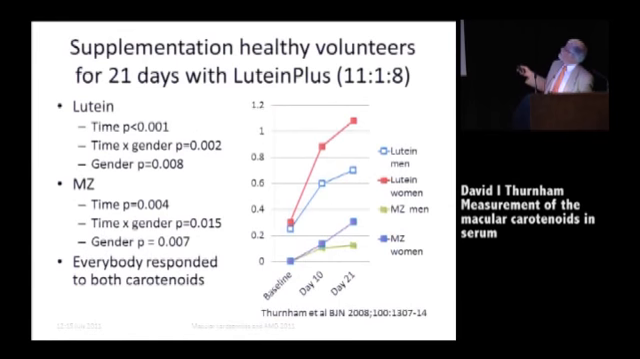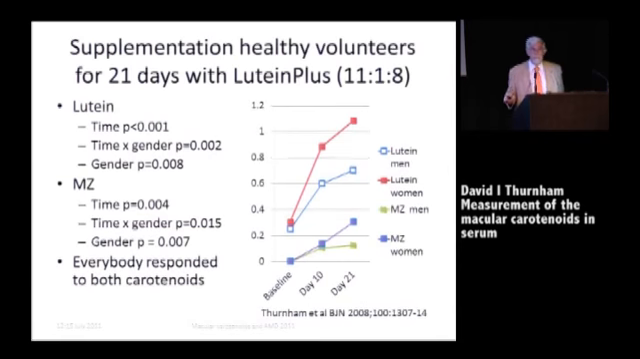And what you can see is that there is a clear difference between men and women for both lutein and for mesozeaxanthin. In each case, women seem to take up the carotenoid better than the men, or at least the response in the plasma. Now, this was a trial of 21 people. We had 11 women and 10 men. We supplemented for 21 days, and everybody responded.